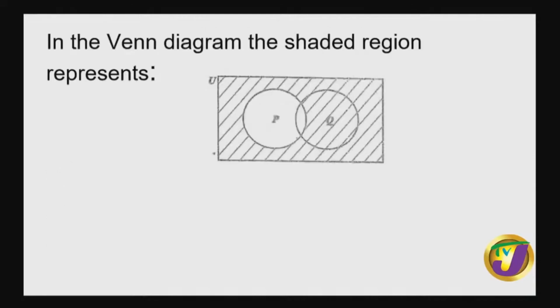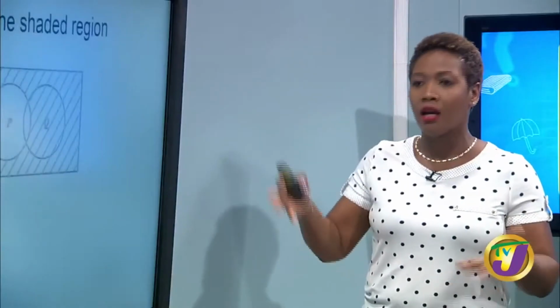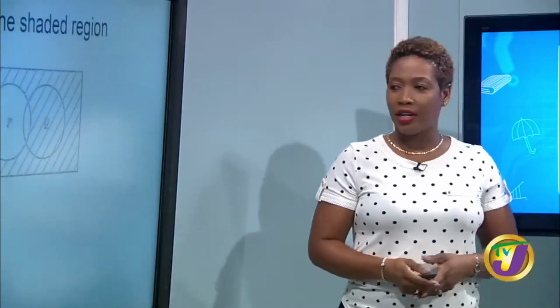All right, let's look at the next one. In the Venn diagram, the shaded region represents. I would have looked at P, and everything outside of P is shaded. It's P complement, because nothing inside of P has been shaded. Everything that is shaded is found outside of P. That means I'm looking at the complement of P. Okay, good. So there you go.